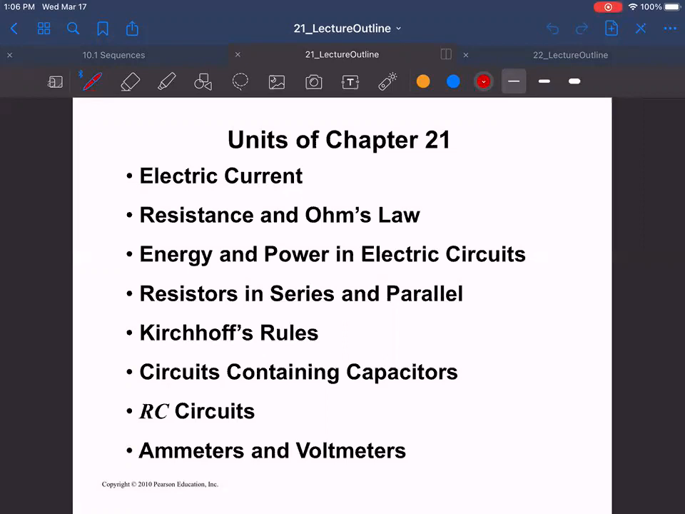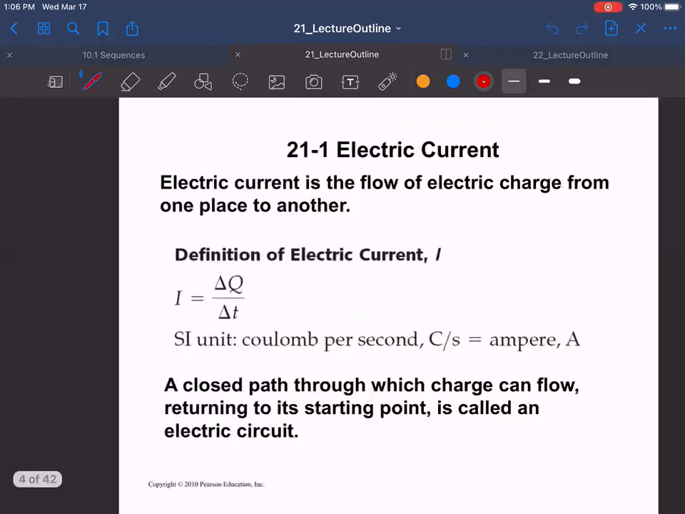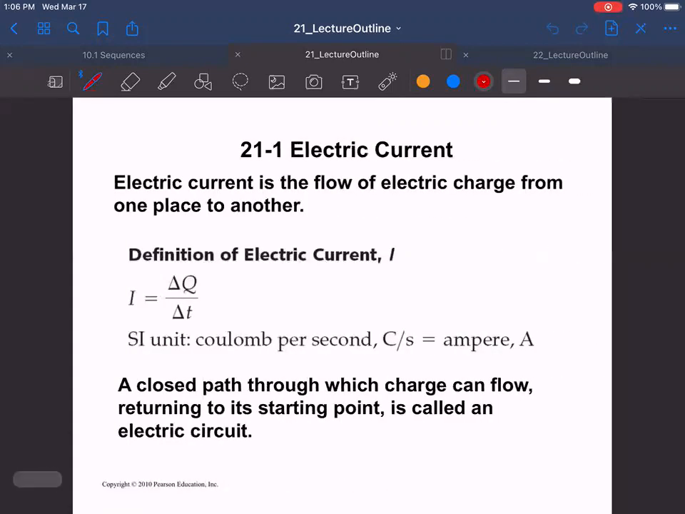Different kinds of components we can put in there, which will be resistors. We'll also look at capacitors in these circuits. And then we'll look at resistors and capacitors in there at the same time. And then ammeters and voltmeters, these are ways to measure voltage and the amount of current flowing through something. Let's get started with the definition of electric current.